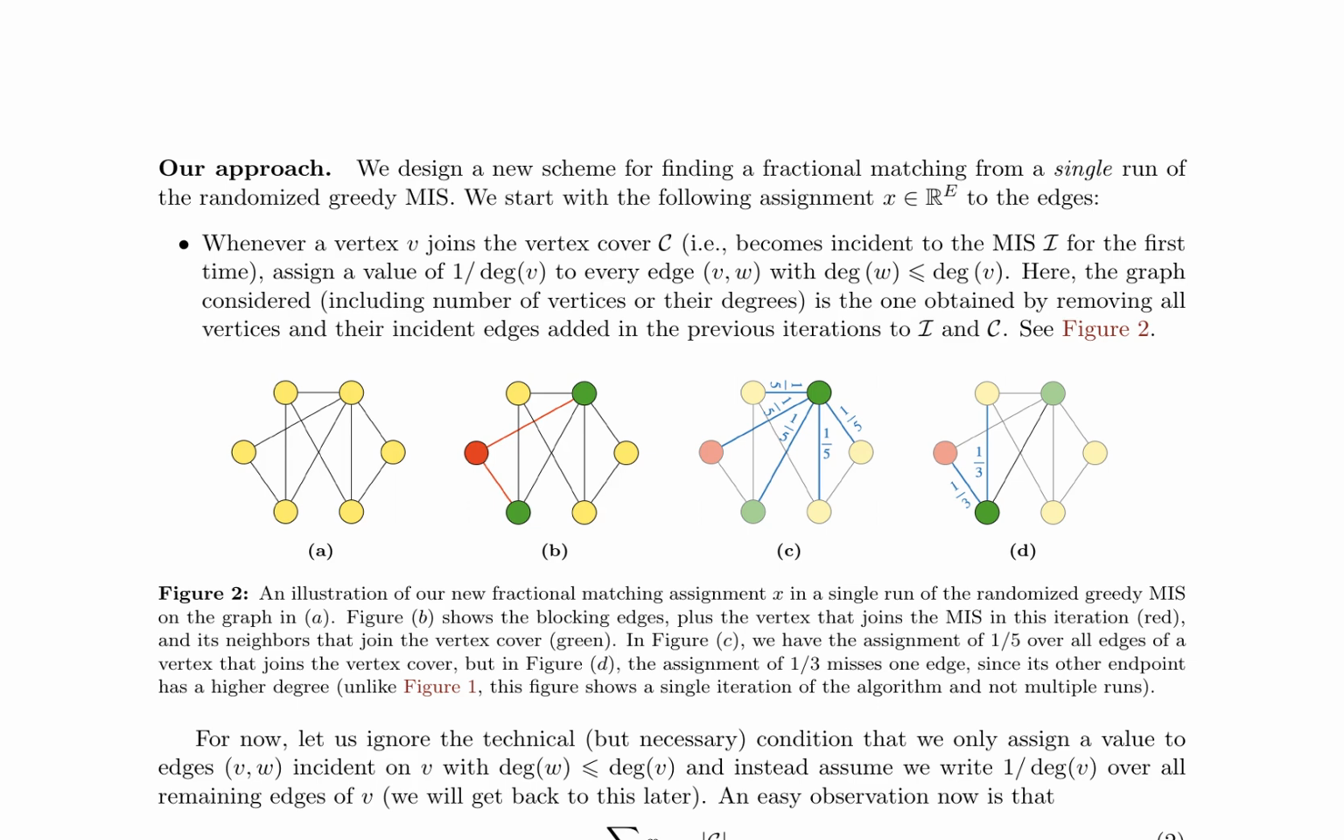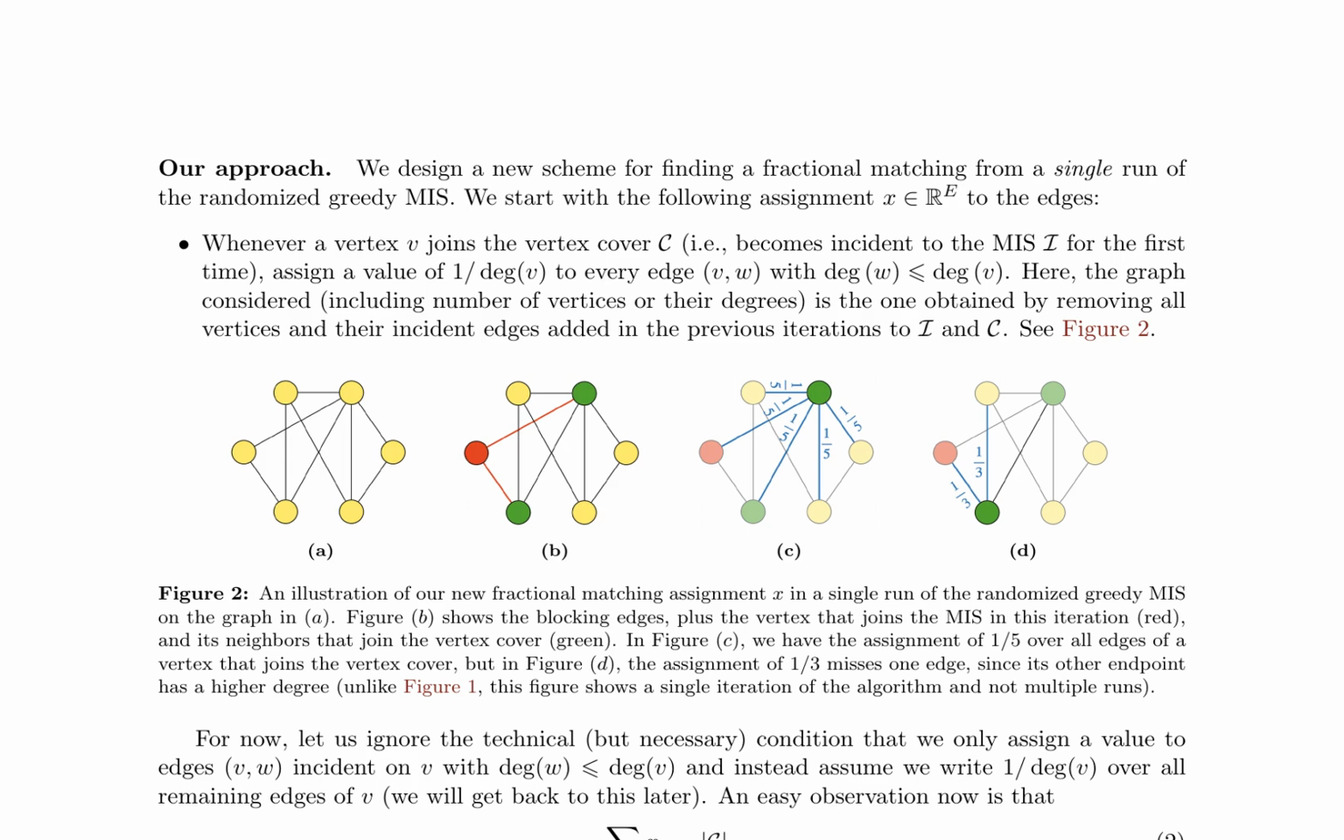This is achieved as each vertex contributes 1 unit when it joins C. The goal is to demonstrate that this assignment is not significantly different from a fractional matching, meaning the x value incident on any one vertex is not substantially more than 1. To achieve this, the focus is on the borrowed assignment by a vertex from its neighbors that join C before it is removed from the graph.